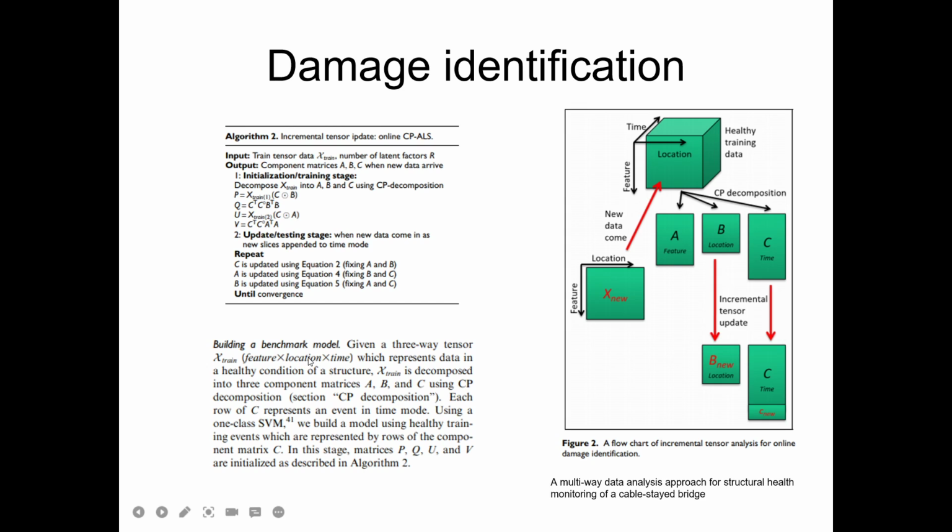And for the damage location, in order to localize the position of the damage, when each new data instance arrives, they analyze matrix B new. It is able to find anomalies which correspond to damage locations.